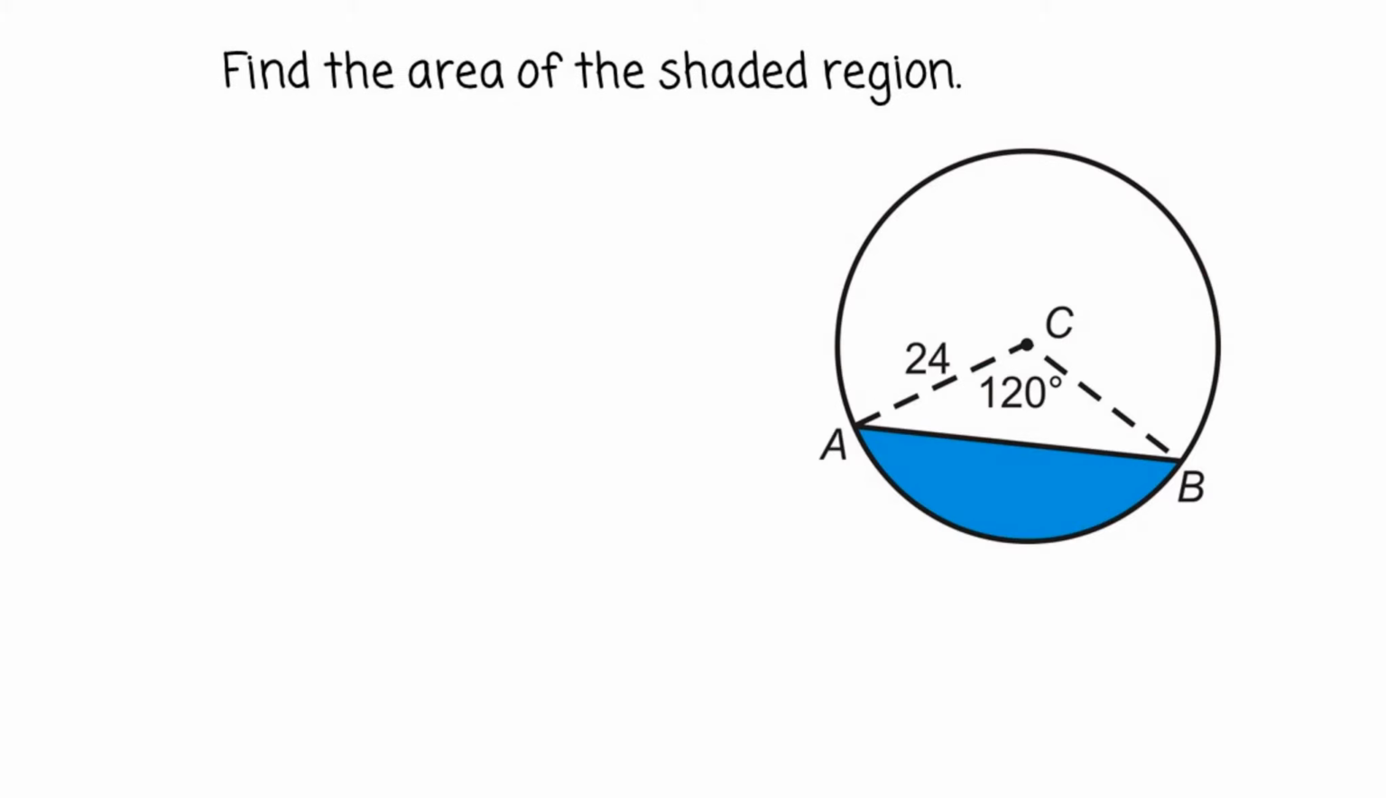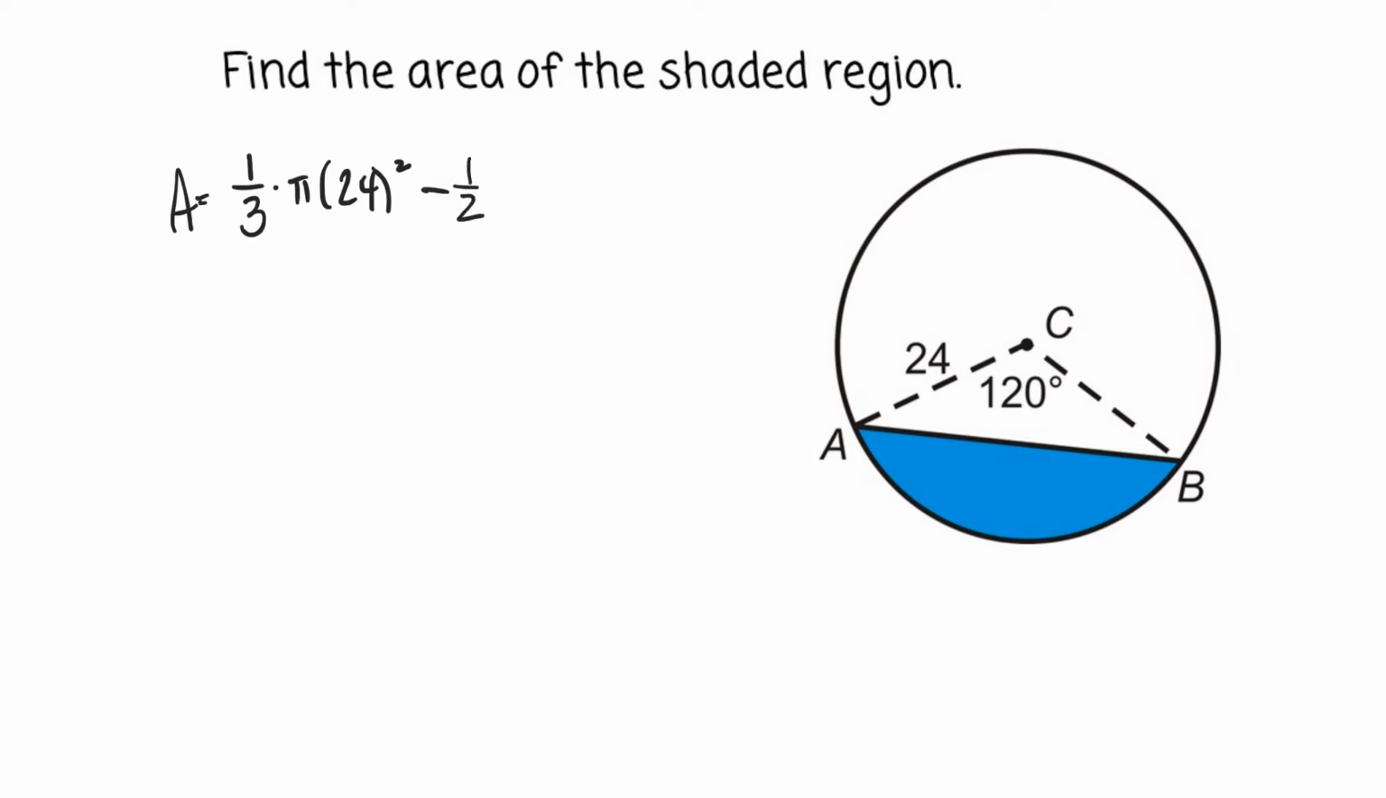All right, here's our next example. Again, we're going to find the area of that segment. We're going to start with the area of the sector. So for the area of the sector, we have a 120-degree central angle. So that means that arc is 120 degrees. So that's 1/3 times pi r squared. So pi times 24 squared. I need to now subtract my triangle. So that's 1/2 base times height.